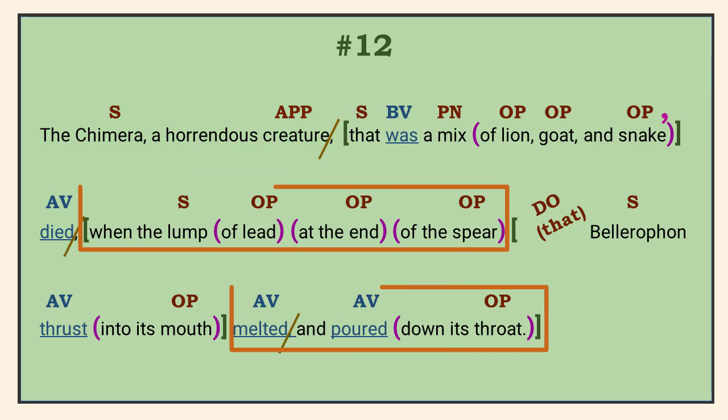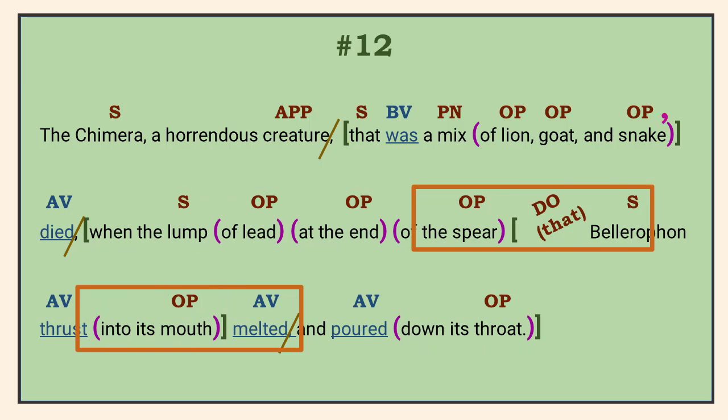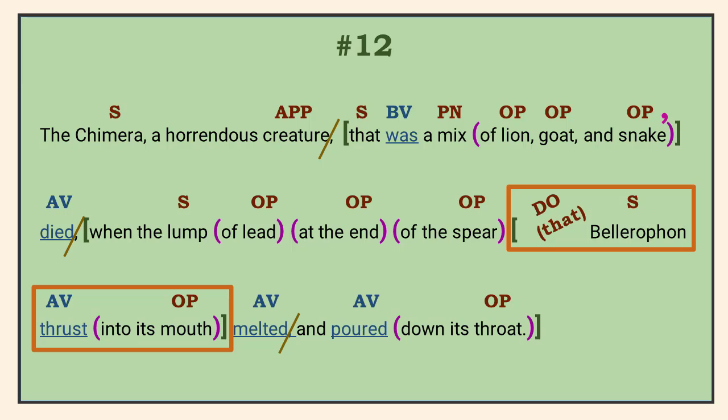The next dependent clause is adverbial, beginning with the subordinating conjunction when and telling when it died. Since this clause follows the verb it modifies, we don't separate it with a comma. The entire clause is "when the lump of lead at the end of the spear melted and poured down its throat," and it is interrupted by a relative clause describing which specific spear the subject Bellerophon used.